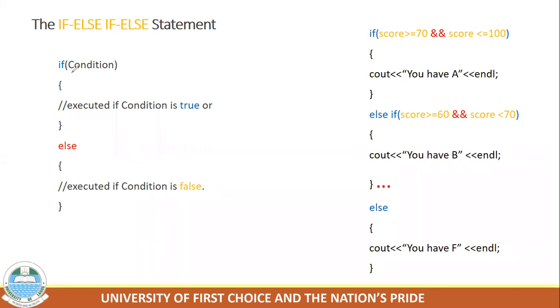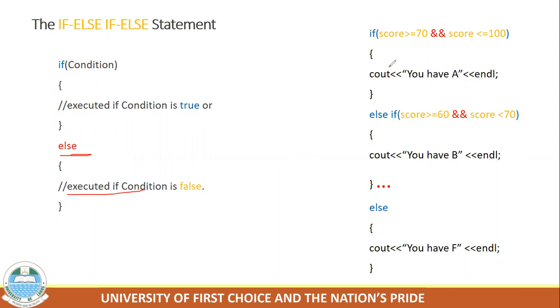So if this condition is true, this will be executed. Otherwise, else execute this. So if it is true, this condition will be executed. And if the condition is false, the statement here will be executed.